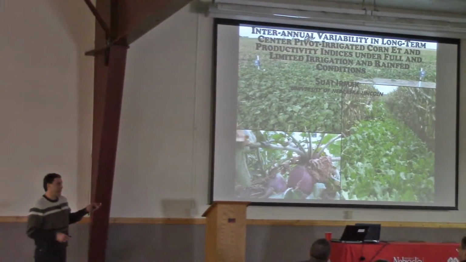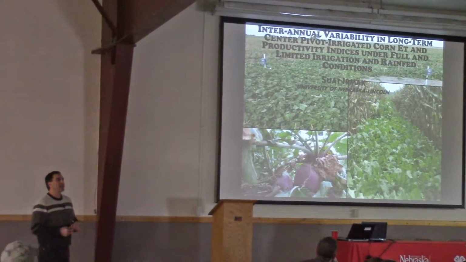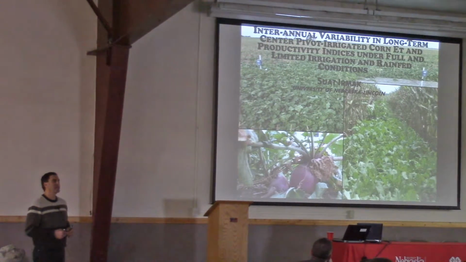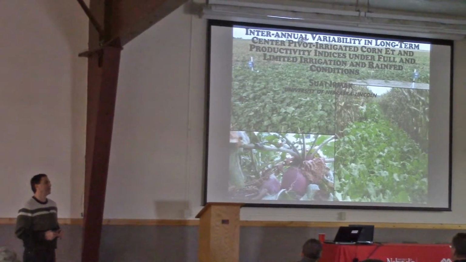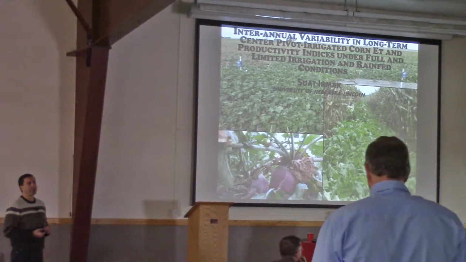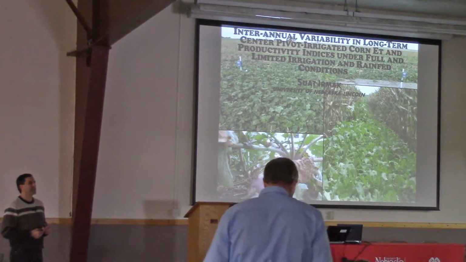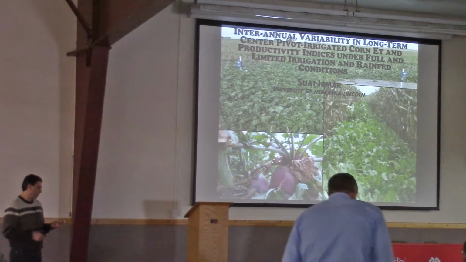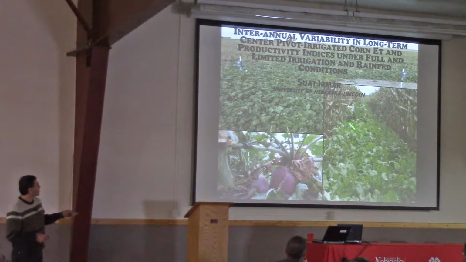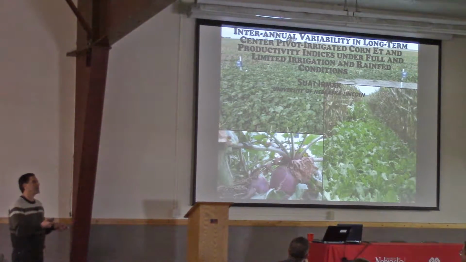I'm going to talk about long-term standard pivot irrigation management with full irrigation and limited irrigation, as well as some of the rainfed or dryland crop production, how it relates to crop water productivity and evapotranspiration, and some of the yield from those different irrigation management practices. These are some of the features from my long-term cover crop research in 4 locations in the state, and I would love to talk about this project perhaps next year sometime.